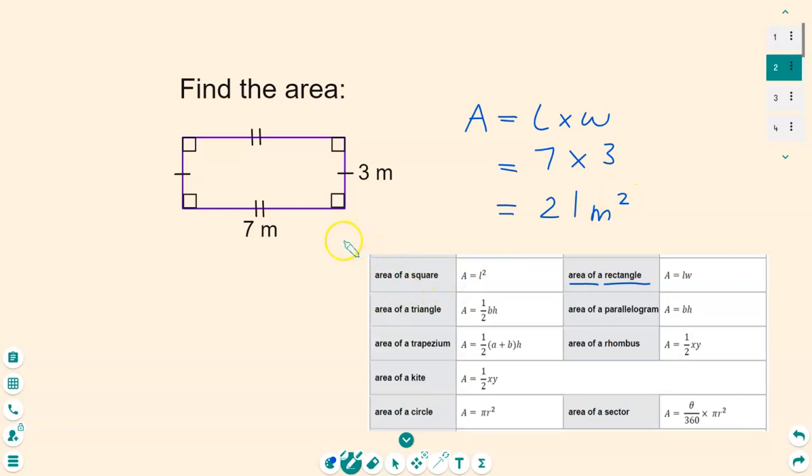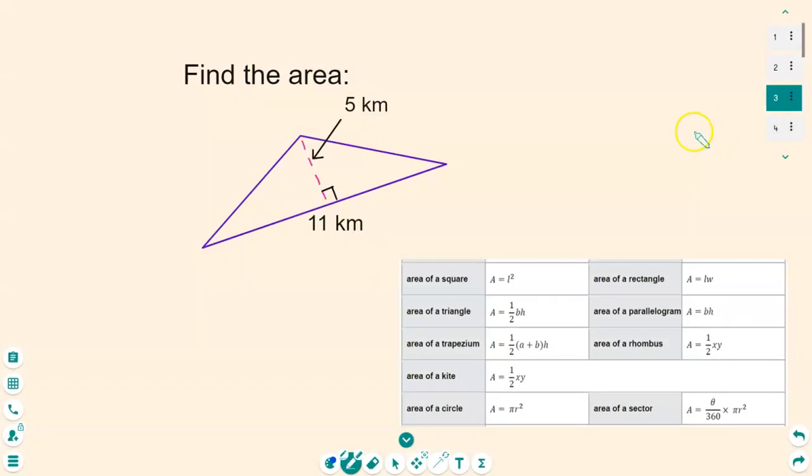So I think last time we looked at perimeter. If we were finding the perimeter of this shape, we'd walk around the outside, add up all the sides, and our answer would be in meters because it's a distance. But let's keep going. Find the area of this shape.